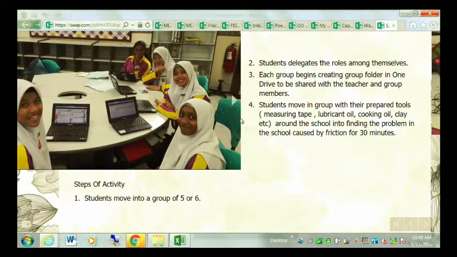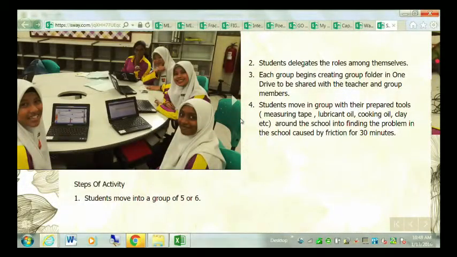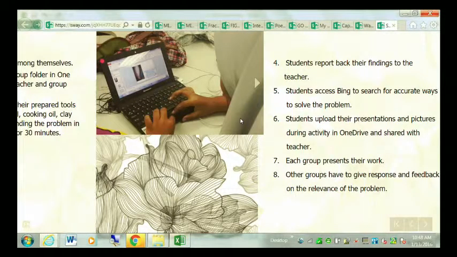In the first step, the students will move in groups of 5 or 6. They have to delegate their own roles, for example a leader, the timekeeper, the auditor, the organizer, and the engineers. The group will then create a folder in OneDrive, which they have to share with me and their fellow members, so that I can assess and evaluate their progress.